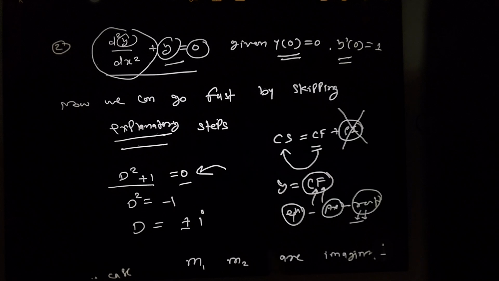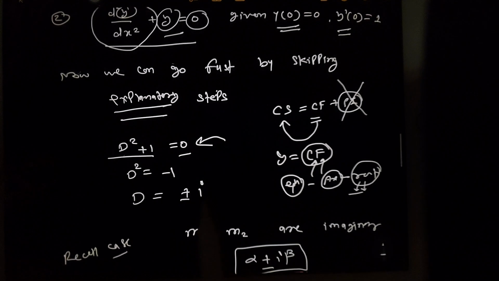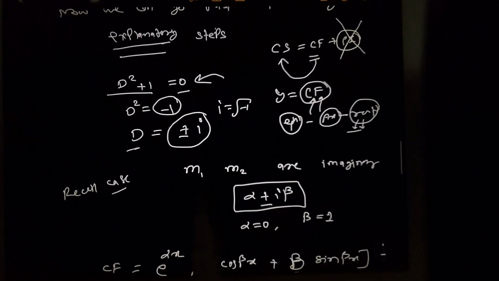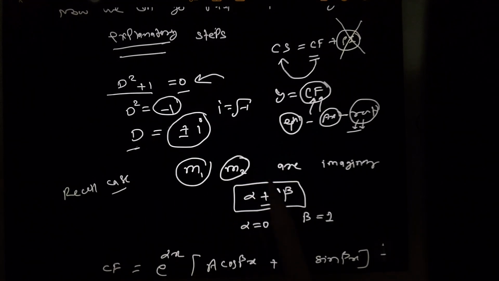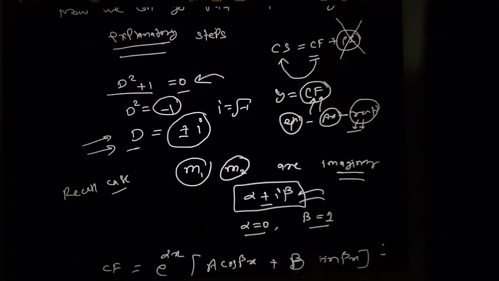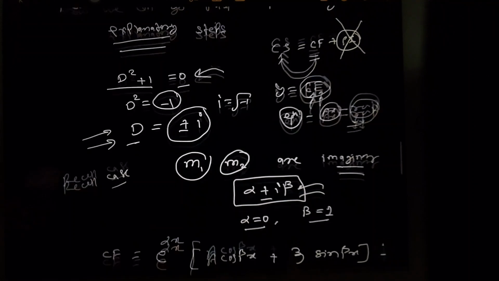This became your auxiliary equation. Now for this auxiliary equation, you have to find the roots. So D became plus minus i. The value of i is nothing but under root -1. When you take root of -1, it will be plus minus i. Now here you see our m1 and m2 are of this format, alpha plus i beta. But our alpha is 0, beta is 1 in my current situation. So imaginary, correct?